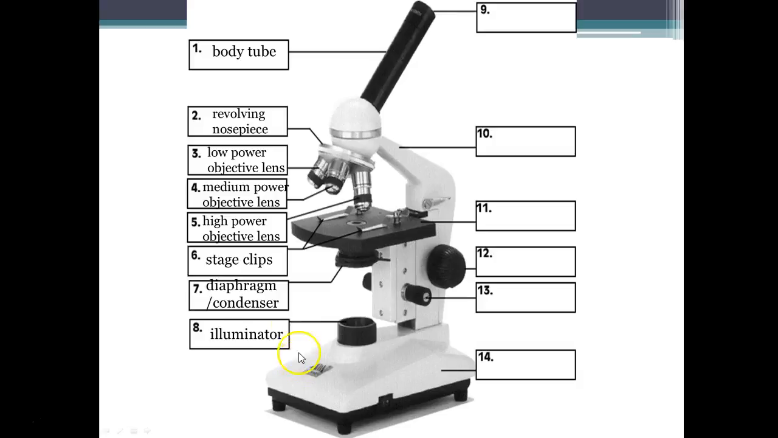Down here is the illuminator, or you can just call it the light, and without that it would of course be very hard to see the image. This is the eyepiece or ocular lens.